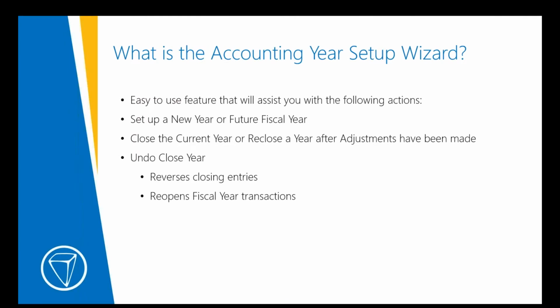So what is the accounting year setup wizard? This is installed in One. It's an easy feature that will help you setting up the new year or a future fiscal year. You are also going to be able to close a current year, reclose after making those adjustments, or undo a close year, because we all know things happen in the management world. So again, those with the closing the current year, making adjustments will be in part 2. What we are going to focus on during this call today is just getting that new year or that future fiscal year set up.